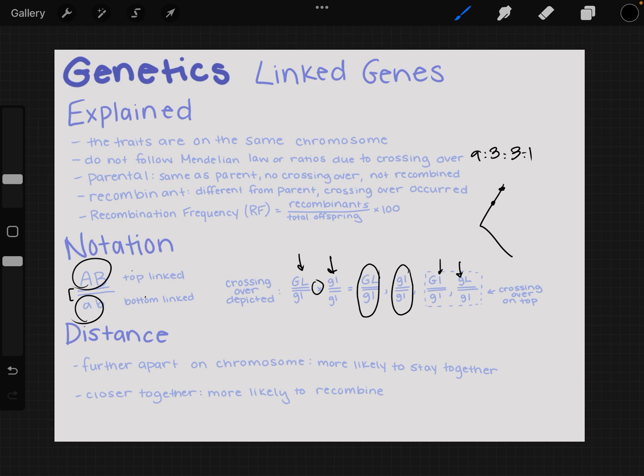Why is this important when looking at linked genes? Linked genes are going to be written in this way. They're on the same chromosome. I already mentioned all that. It has to do with whether or not they're going to recombine. So recombination happens because of crossing over, and that promotes genetic variation. How many times will I say this in this video? 100,000, but it's important.